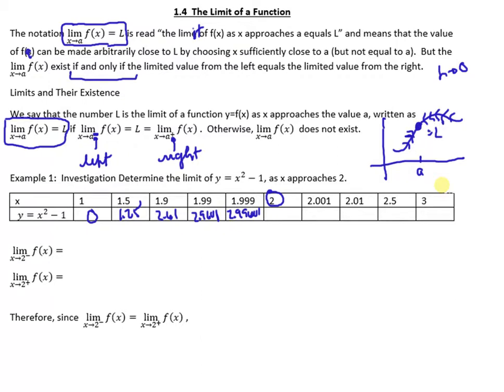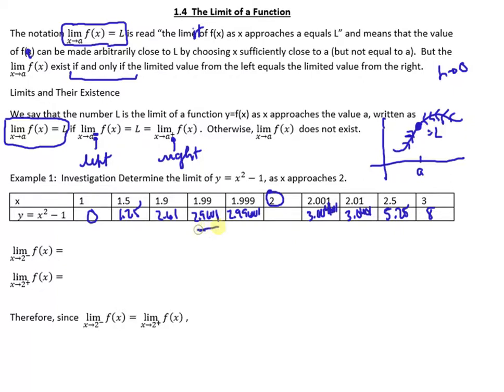Now, let's come into the 2 and approach it from the 3. 3 squared minus 1, I get 8. 2.5 squared minus 1, sorry, I get 5.25. 2.01 squared minus 1, 3.0401. 2.001 squared minus 1, I get 3.004001. Really, really small.